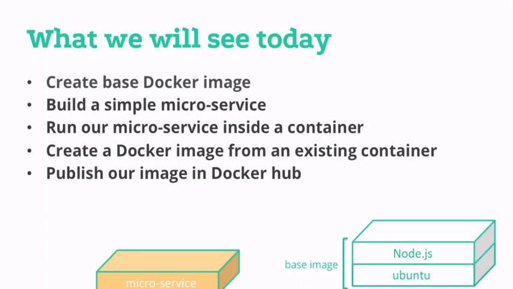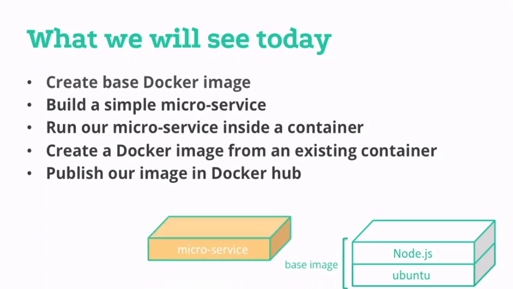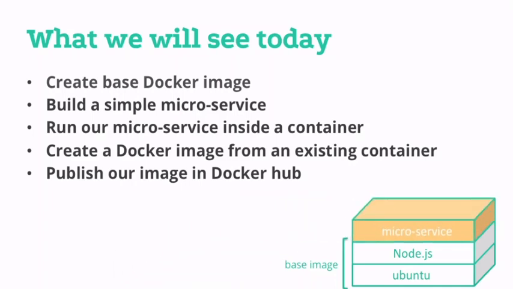Then the next step will be we will build a microservice locally using Express and Node.js. We will test our microservice, and after that we will copy our microservice and run it from within a container that we create from the new base image. Once we tested and our microservice is running well, we can go ahead and create a new image that includes all of these layers: the Ubuntu, Node.js, and our microservice.